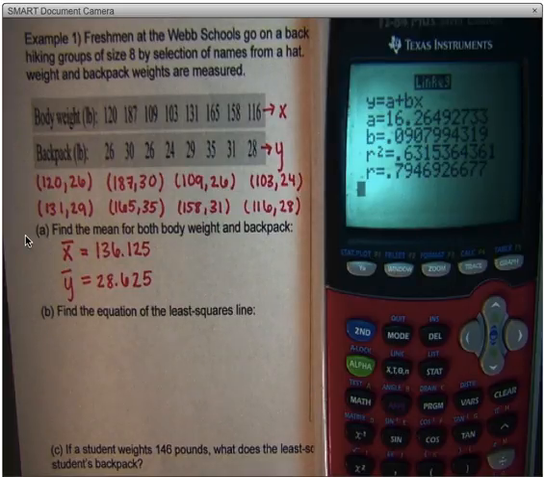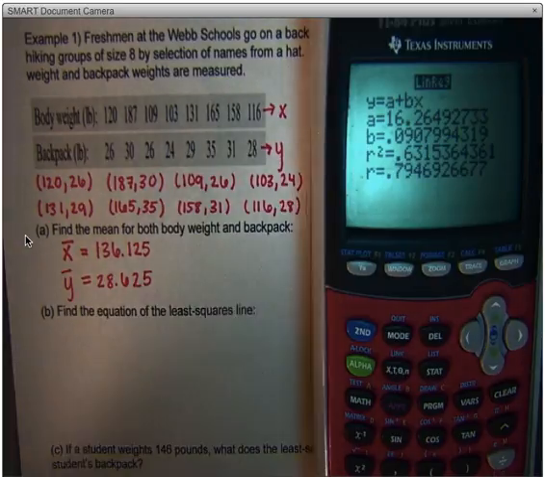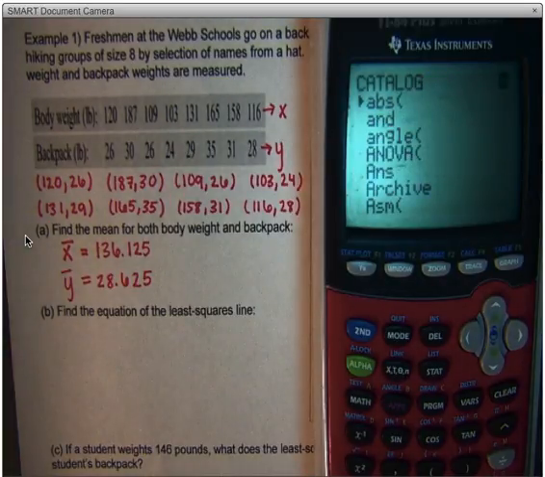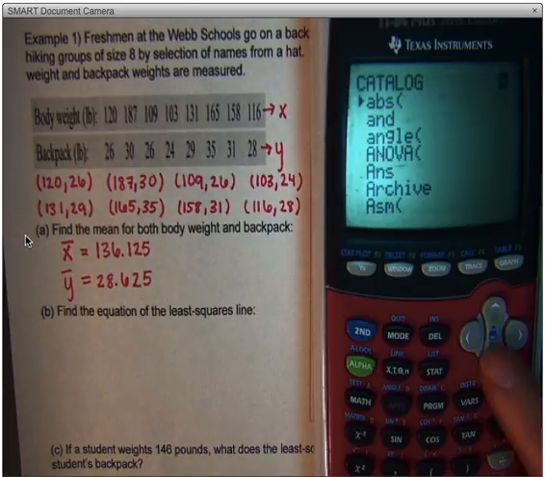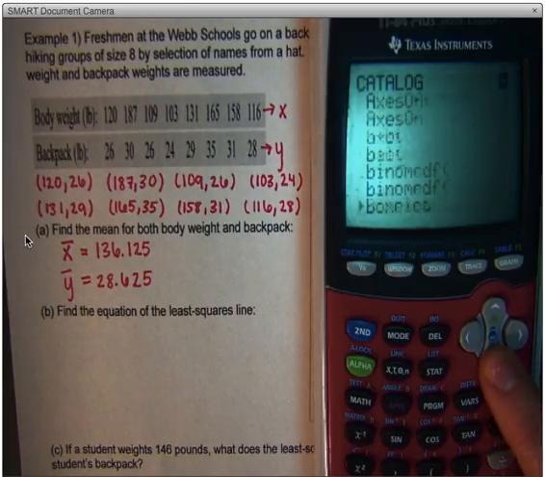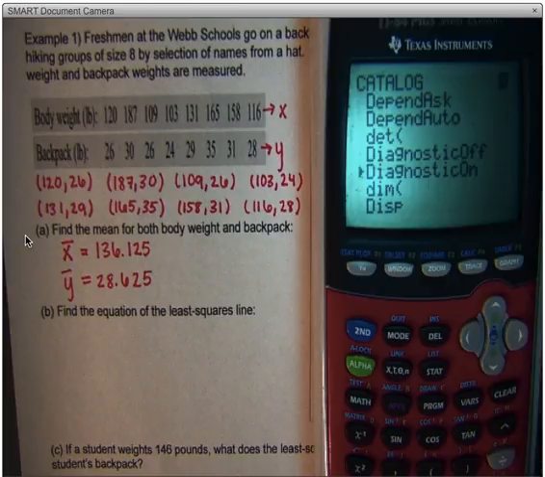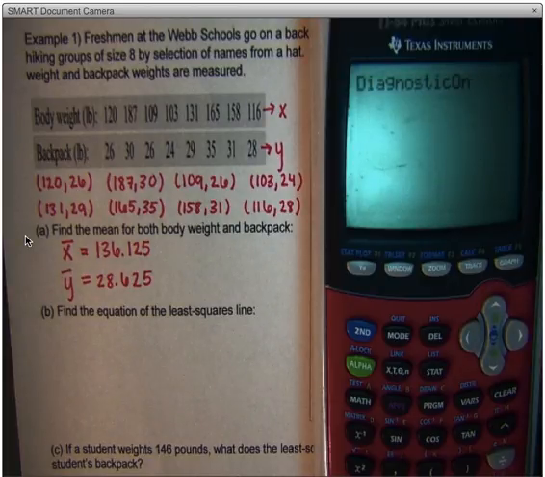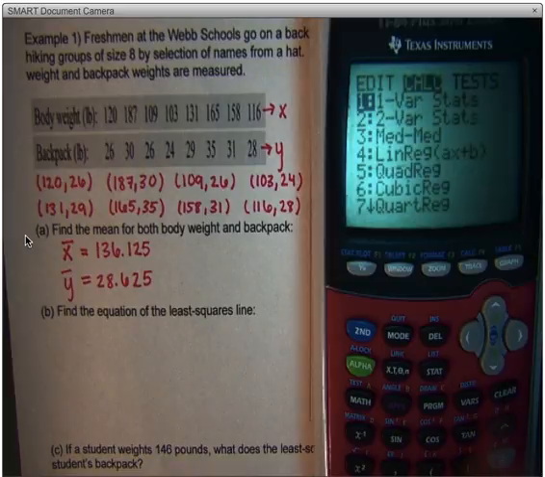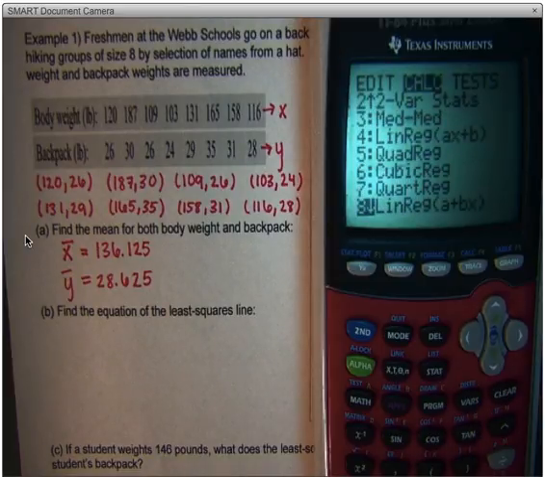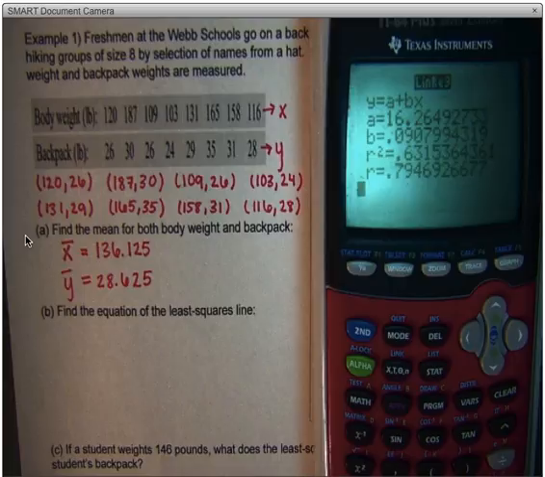Remember, if R squared and R did not come up, I'll go ahead and walk through this step. So we're going to hit second 0. So we should be on catalog. Scroll all the way down until you find diagnostic on. Okay, once you find diagnostic on, hit enter. Hit enter one more time so that it says done. And then we're going to repeat step 2. So Stat, over to Calc, down to option 8, and then calculate. So now R squared and R should be up on everybody's.